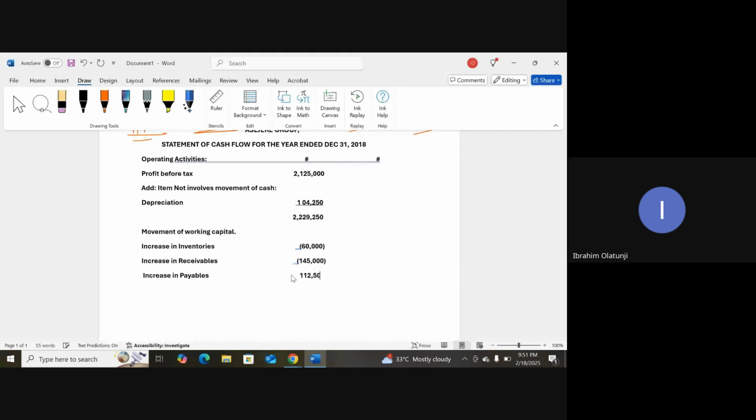112,500. As a result of this, we don't need to put it in brackets because you are owing them. It means that you borrowed more money, and the money that you borrowed you actually brought to your business. The money came in. Do you get my point now? So you don't need to put it in brackets because you borrowed more money to the business, not that money is going out.